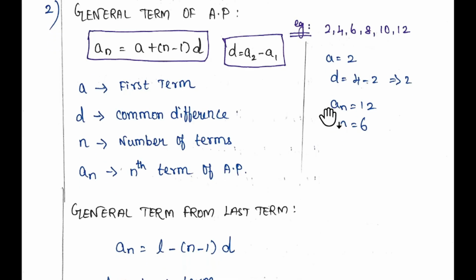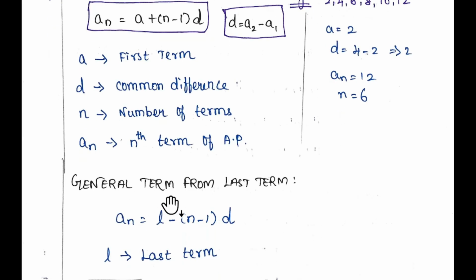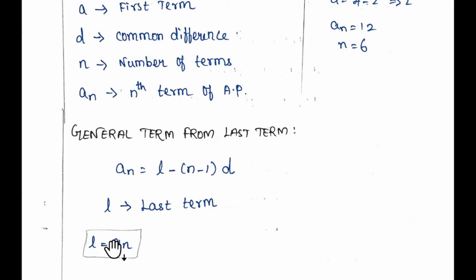Okay. Suppose in the question they ask you to find the general term from the last term. Then you need to take this formula: an is equal to l minus n minus 1 into d. Always remember l and an are the same. l is the last term, an is the nth term. So this is very important. You need to remember it to solve any kind of word problems.